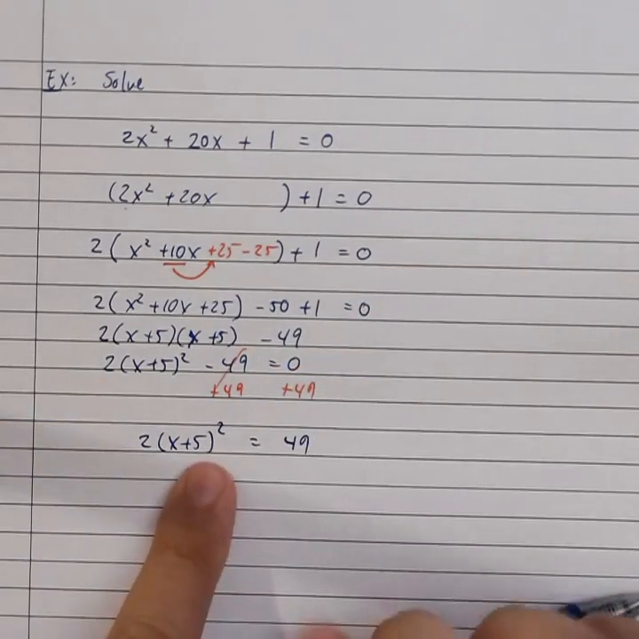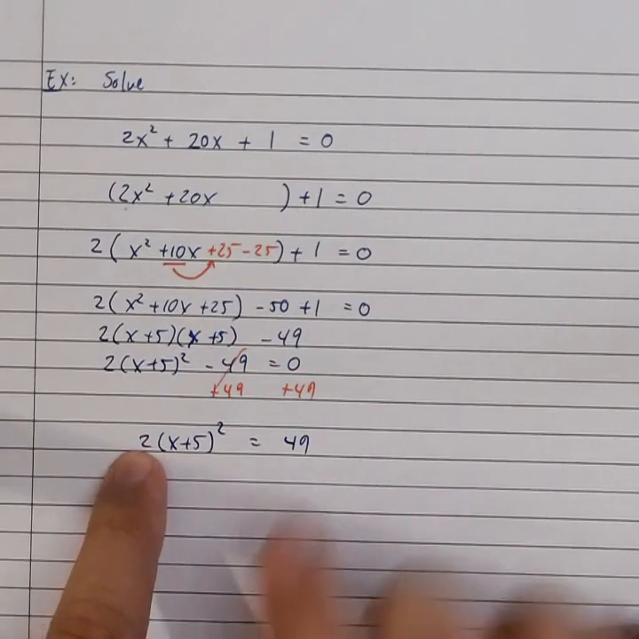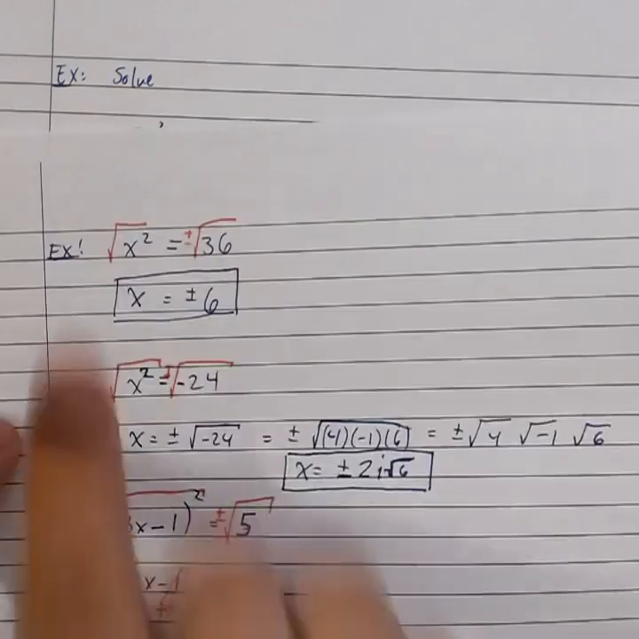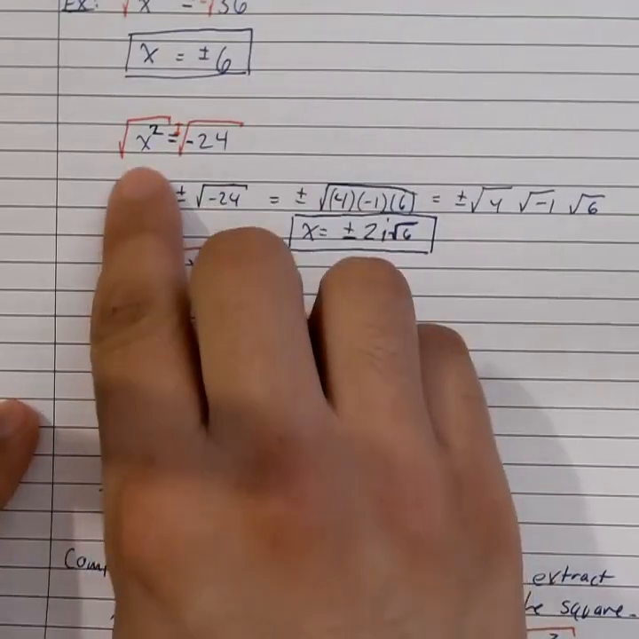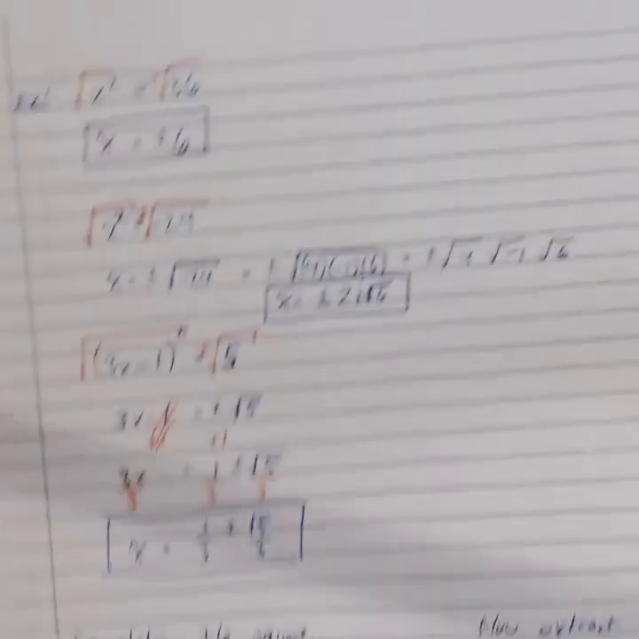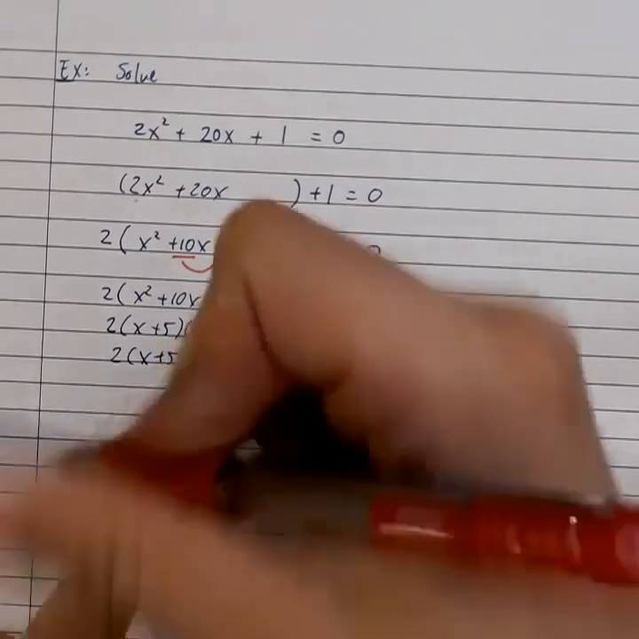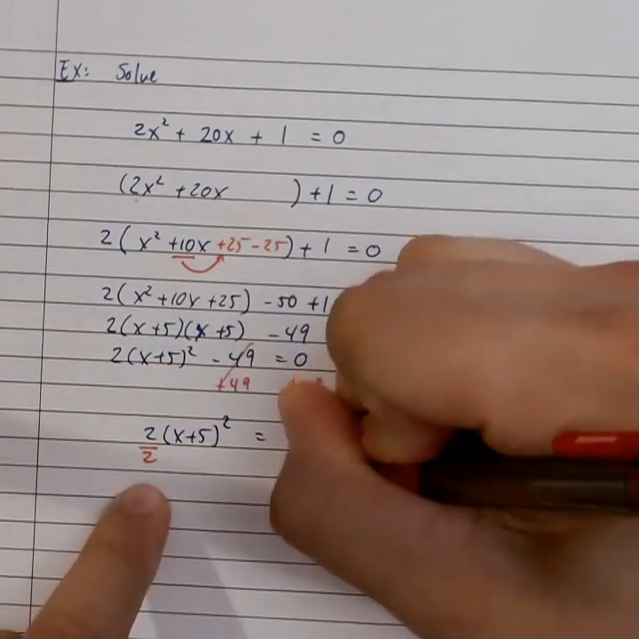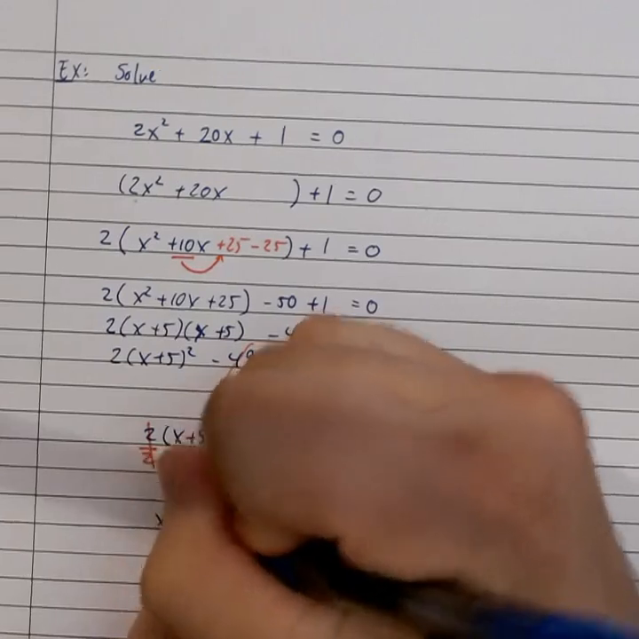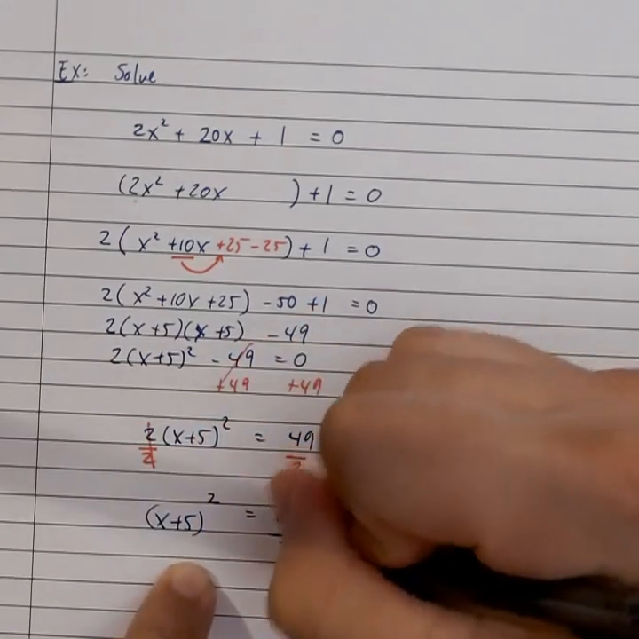Now, I want to take the square root of both sides, but I can't do that just yet because there's a 2 in my way. In every other problem I've seen, whenever I take a square root, it's because it's something squared. There was no other number out here. Well, that's simple enough. Let's just divide that out to the other side. If I divide both sides by 2, that's going to give me x plus 5, quantity squared, is equal to 49 over 2.